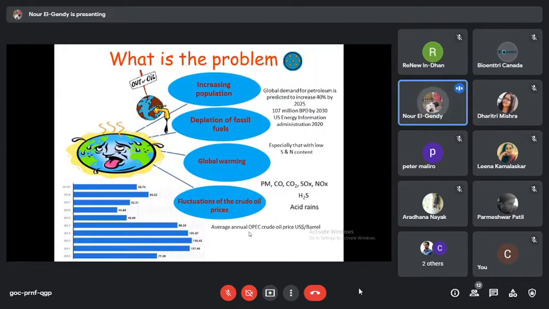What is the main problem we are facing? The population all over the world is expected to increase by approximately 40% by the year 2025, and due to the depletion of available fossil fuel resources, especially high quality, low sulfur and nitrogen content crude oil, it is expected by the US Energy Information Administration that by the year 2030, there will be a need for approximately 107 billion barrels per day.